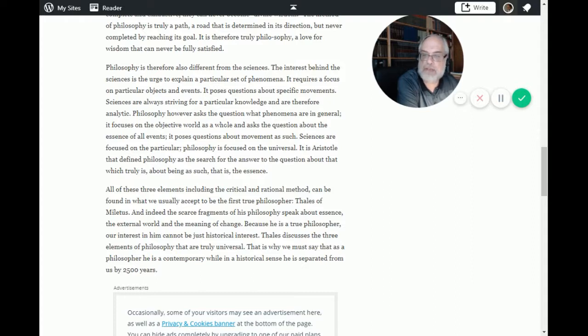Philosophy, however, asks the question what phenomena are in general. It focuses on the objective world as a whole and asks the question about the essence of all events. It poses questions about movement as such. Sciences are focused on the particular. Philosophy is focused on the universal. It is Aristotle that defined philosophy as the search for the answer to the question about that which truly is, about being as such, that is, the essence.